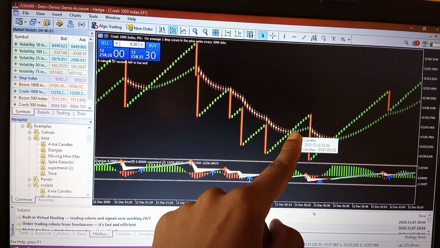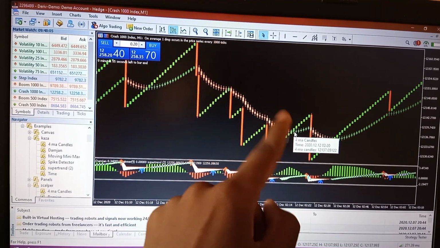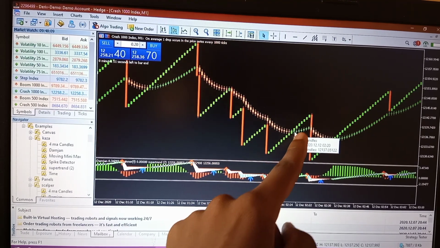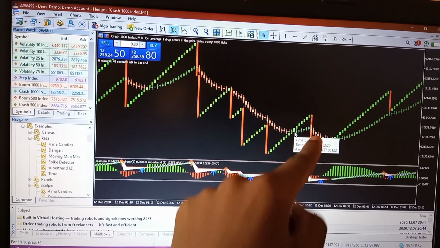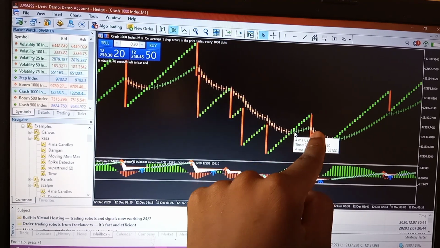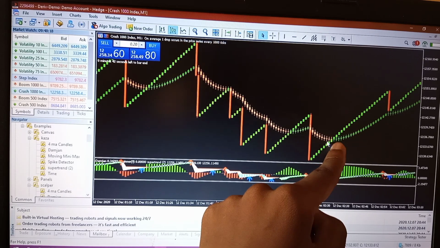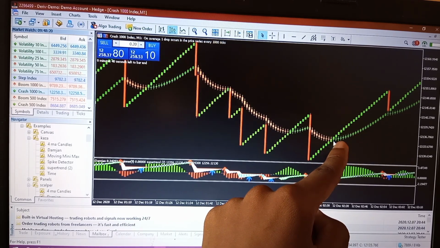So what can you learn from this? When it crosses the green candle, it means it will start going up. So when it crossed the green candle, it started going up. Then again here, when it crashed, it changed colors and became brown. Again here, when it crossed, it became green.